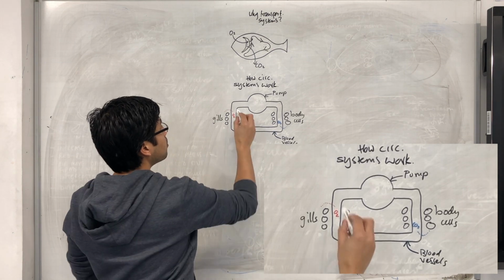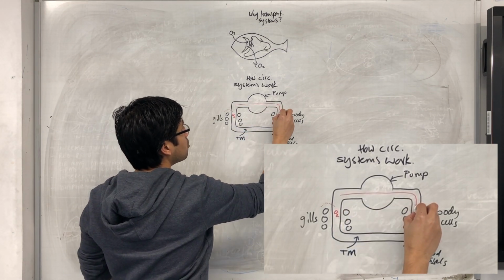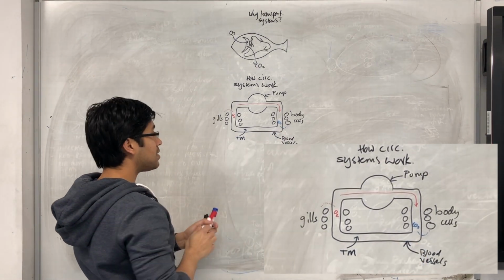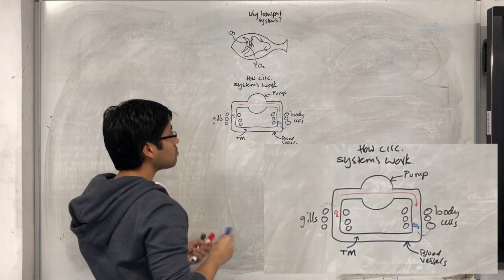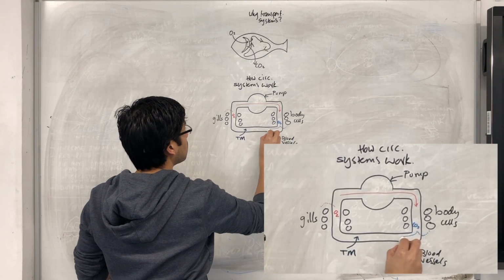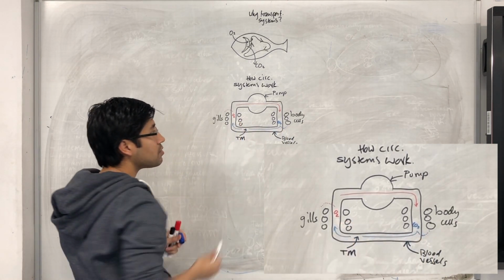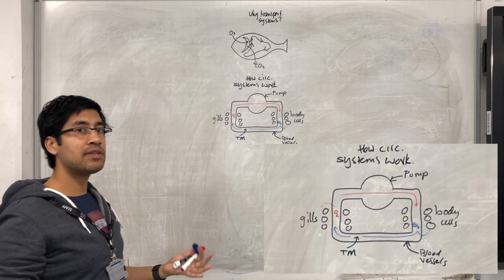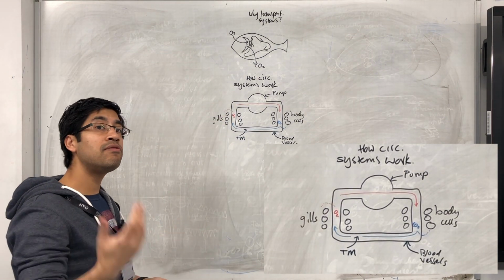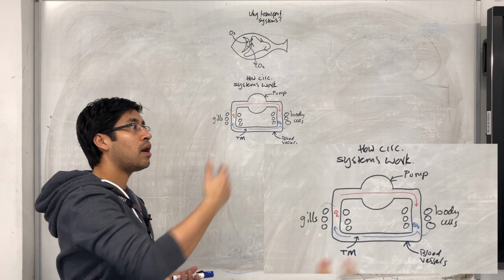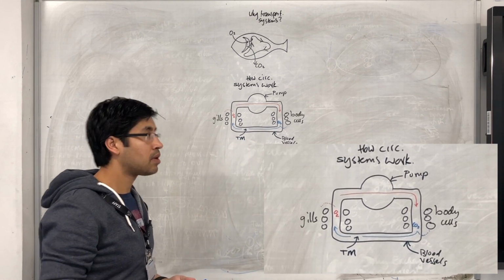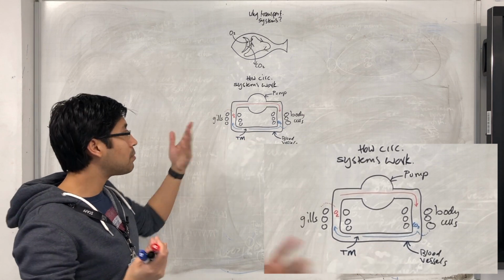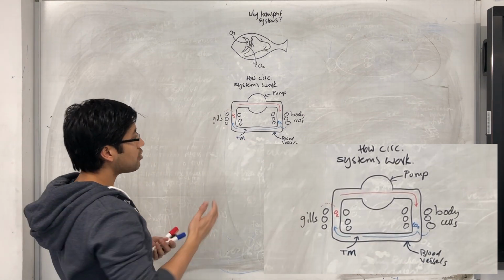So the oxygen will then move to where we want it to go, and the CO2 is moved where it needs to go. And that's the purpose of the circulatory system. It's basically giving diffusion a helping hand.